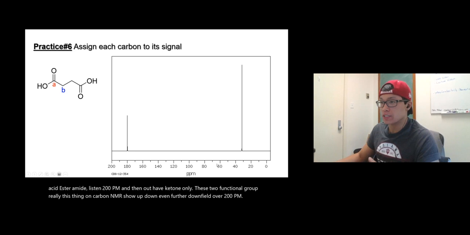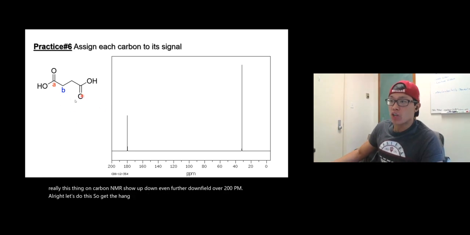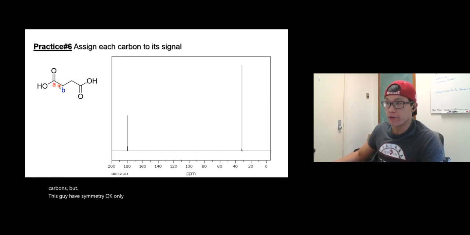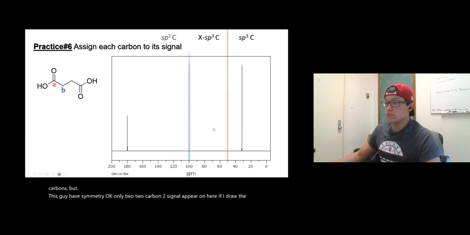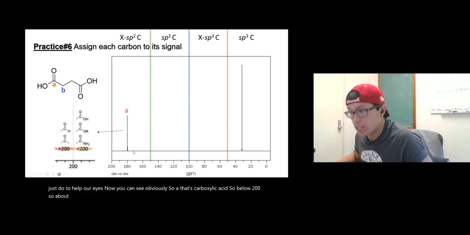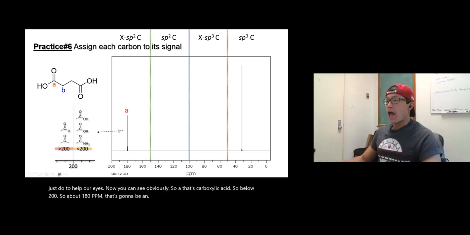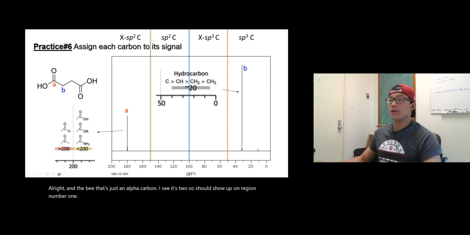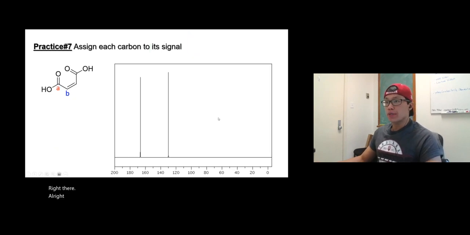Okay. All right, let's use it. So get the hang of it. This diacid compound looks like it has 4 carbons, but this guy has symmetry. Okay, only 2 signals appear on here. If I draw the line just to help our eyes, now you can see obviously. So A, that's carboxylic acid, so below 200, about 180 ppm. That's going to be an A. All right, and the B, that's just an alpha carbon, right? CH2, so it should show up in region number 1, right there. Okay. All right, one more.